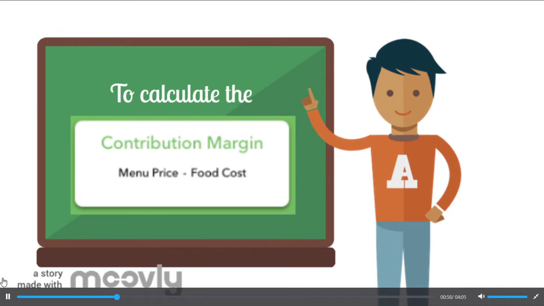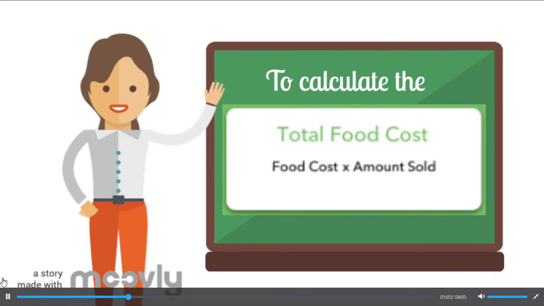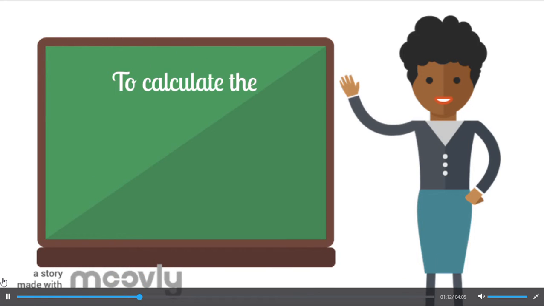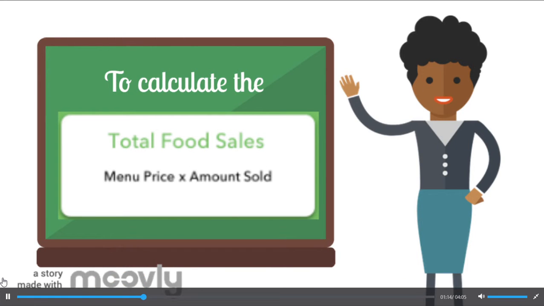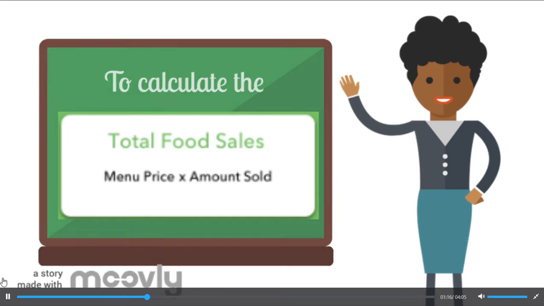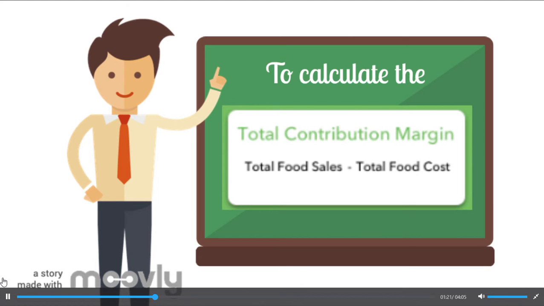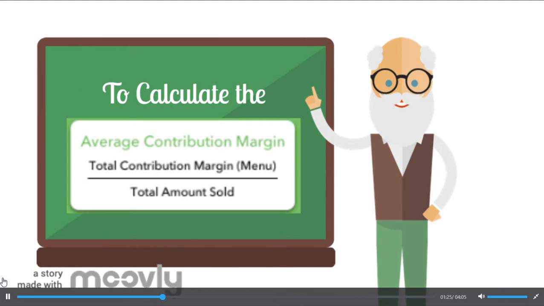This is how to calculate the contribution margin, which is menu price minus food cost. Total food cost is equal to food cost times amount of items sold. Then, to calculate food sales, the menu price is multiplied by amount of items sold. For total contribution margin, total food cost is subtracted from total food sales. Lastly, average contribution margin is equal to total contribution margin divided by total amount sold.